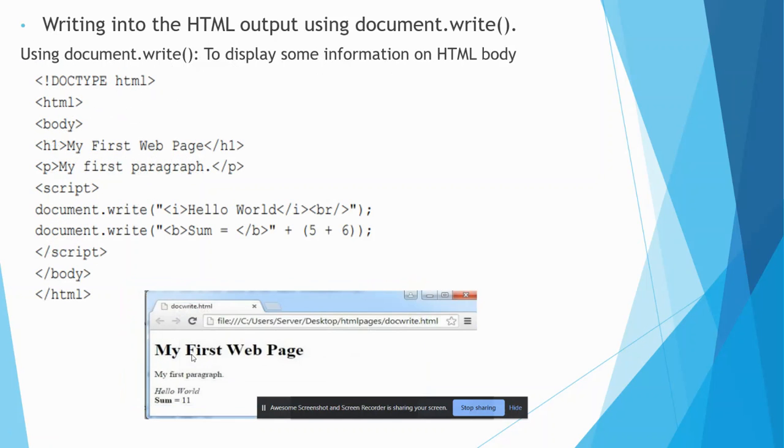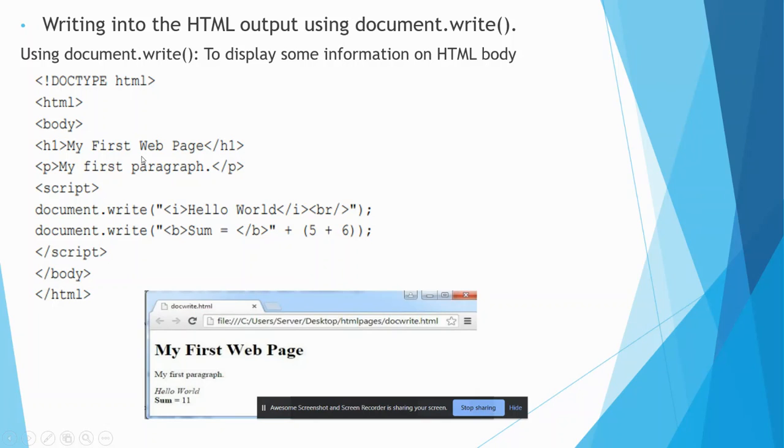Next, writing into an HTML output. If we want to write anything to HTML output using JavaScript, we can do it with the help of document.write, where document is an object and write is a function which we use to write anything into an HTML output. As we can see, this is HTML code where this part is the JavaScript code.